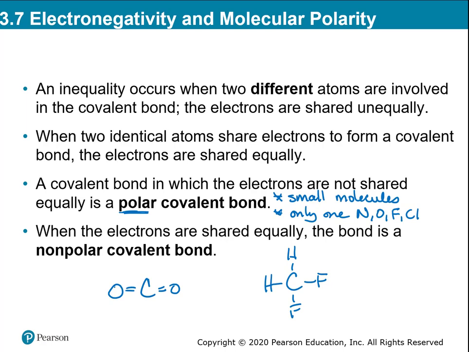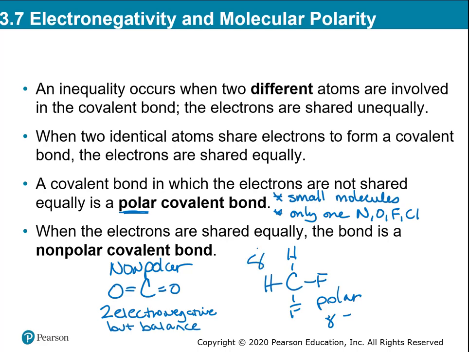So CO2, you go, oh, there's oxygens. Well, oxygen's a nitrogen, oxygen, fluorine, or chlorine. But you see that they're on opposite sides? This balances them. So here, there's two electronegatives, but they balance each other, and the whole molecule ends up being a neutral molecule. So this side becomes more negative, this side becomes more negative, but they balance each other out. So this is nonpolar, whereas this one is polar. This side becomes negative, that side becomes positive.